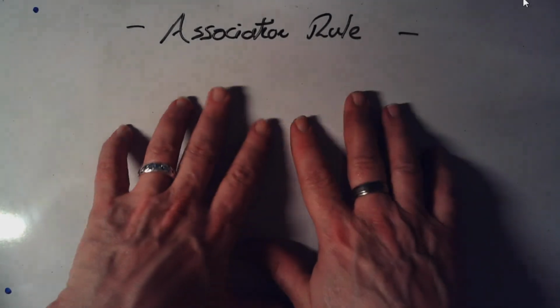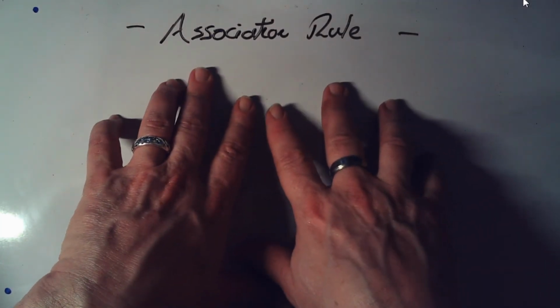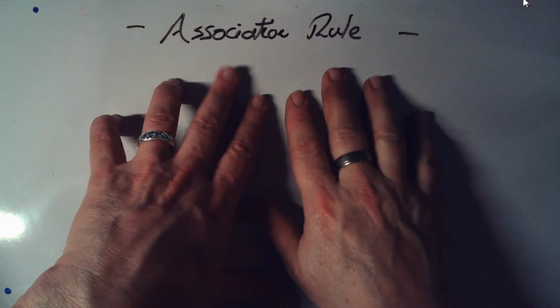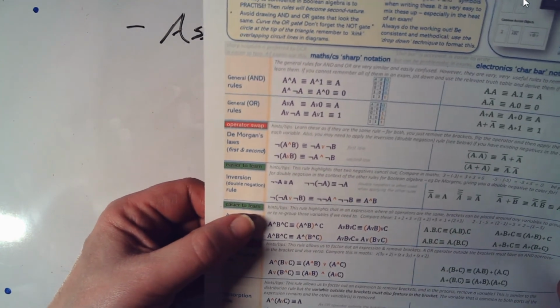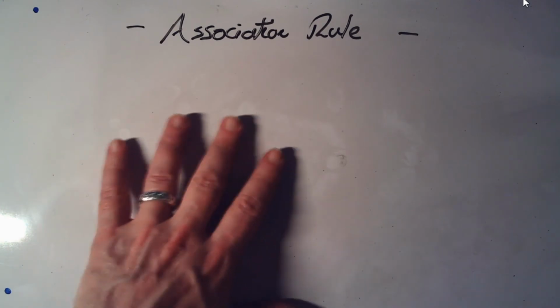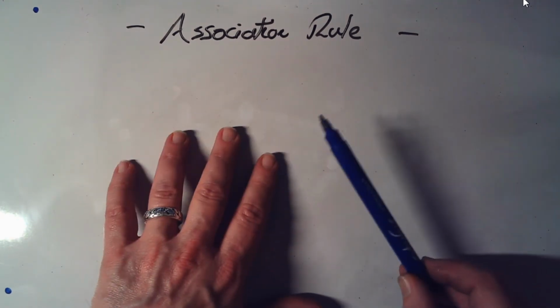So let's have a look at the association rule, and again this is one of the ones which I've highlighted in green, both at the earlier part of the video but also in the help sheet as well. Here it is, the association rule, an easier to learn rule.